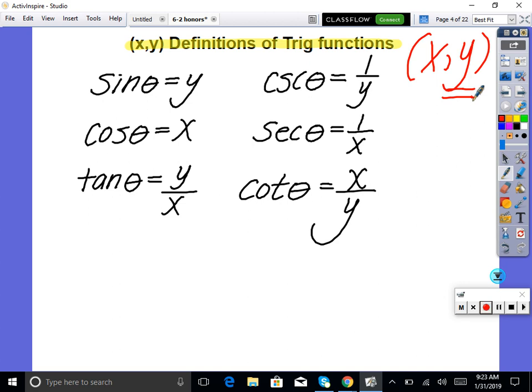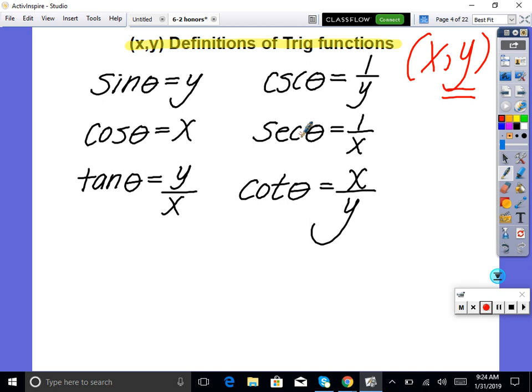Now cosecant of theta, cosecant is the reciprocal of sine. So cosecant is just reciprocate y over 1, and we get 1 over y. Just reciprocating the answer for sine. Does everybody see? And then secant is the reciprocal of cosine. Notice S and C go together. Secant is the reciprocal of cosine, so it would be 1 over x. And cotangent is the reciprocal of tangent, so that would be the x value divided by the y value.